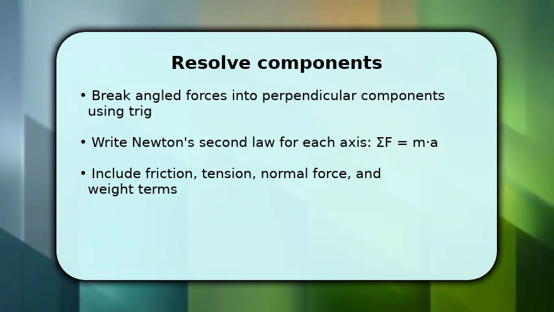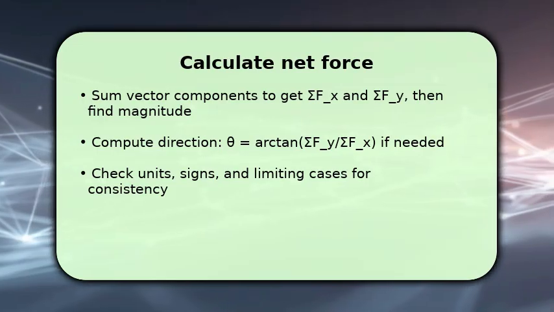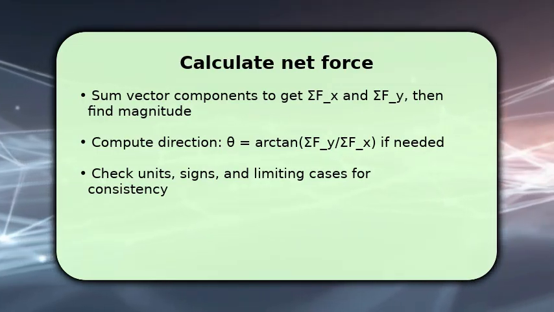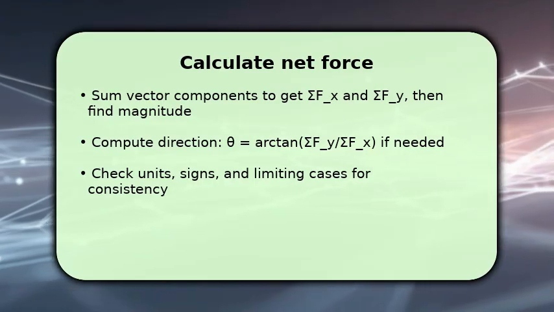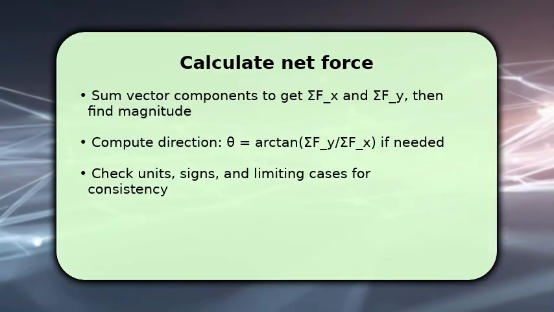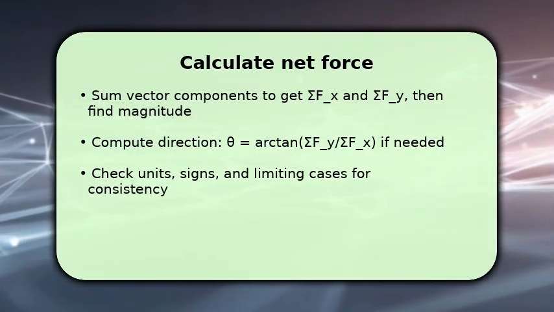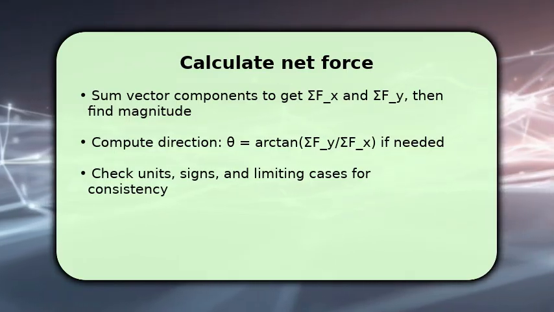You finish by summing components to get the net force vector, sigma Fx and sigma Fy, then calculate magnitude via the Pythagorean relation. Compute direction with arctan if required. Once solved, double-check units and sign conventions to confirm results make physical sense. If numbers look off, recheck component signs and any omitted forces.